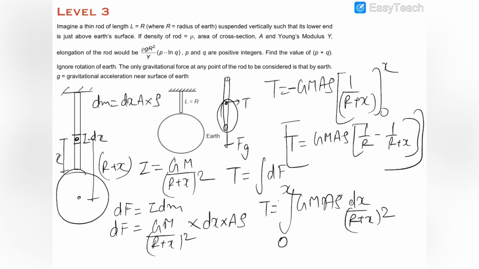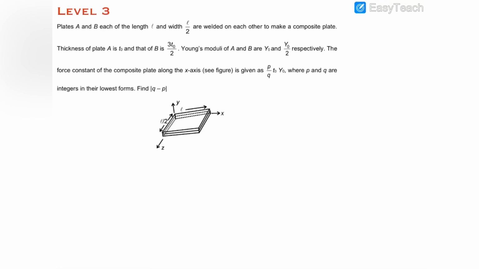Now we move on to the next question. In this question, you can see that there are two plates, one plate on the top and the other at the bottom. Both plates have length L and width L by 2, but their thicknesses are different. The thickness of plate A is T naught, while the thickness of plate B is 3 T naught by 2.